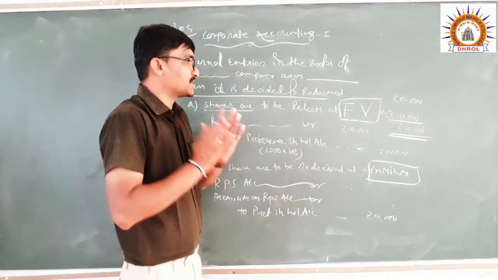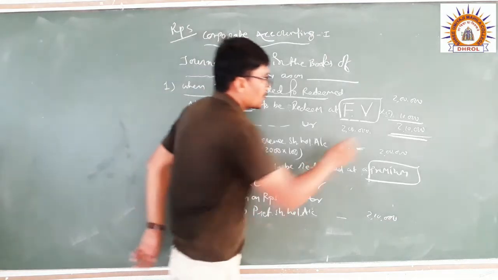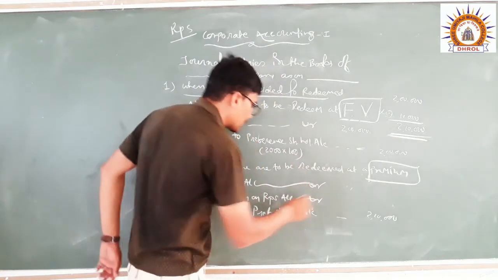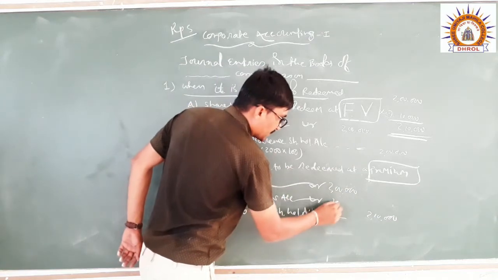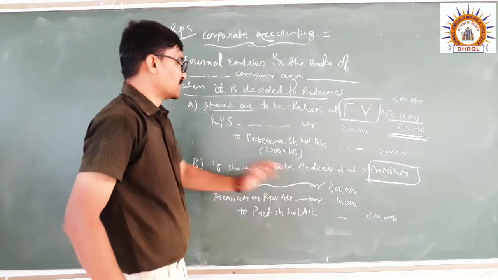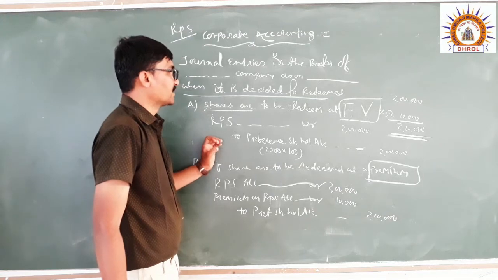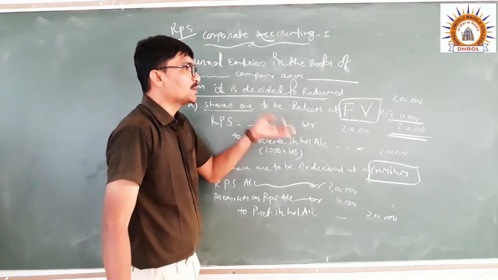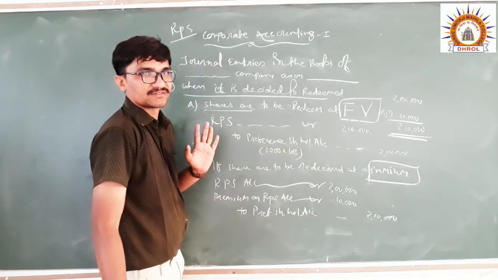So the specification is given in your example, right? So you just read carefully. 2 lakhs plus 10,000, and 2 lakhs 10,000, right? And here the face value is 2 lakhs. Face value same 2 lakhs, right? And here the amount of premium is 10,000, right? So this is the journal entries regarding when the company decides to redeem, in both cases, face value and premium, right?